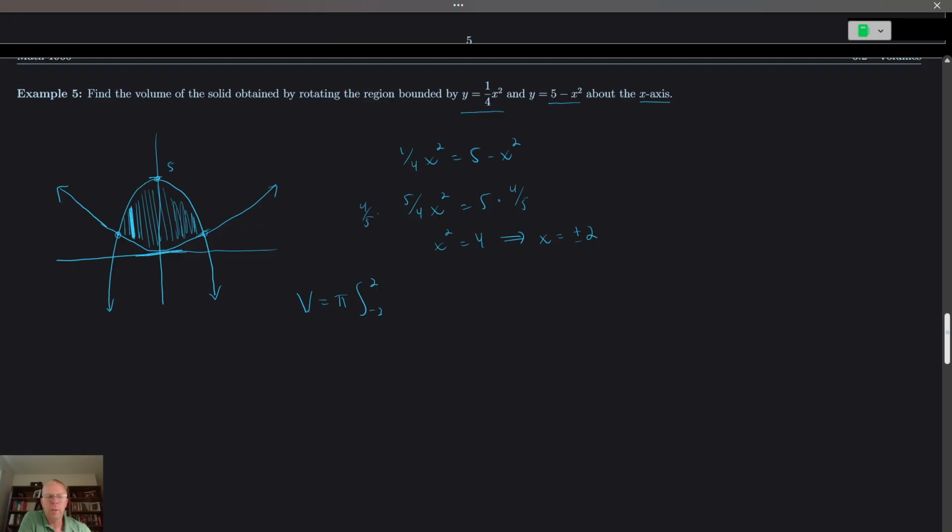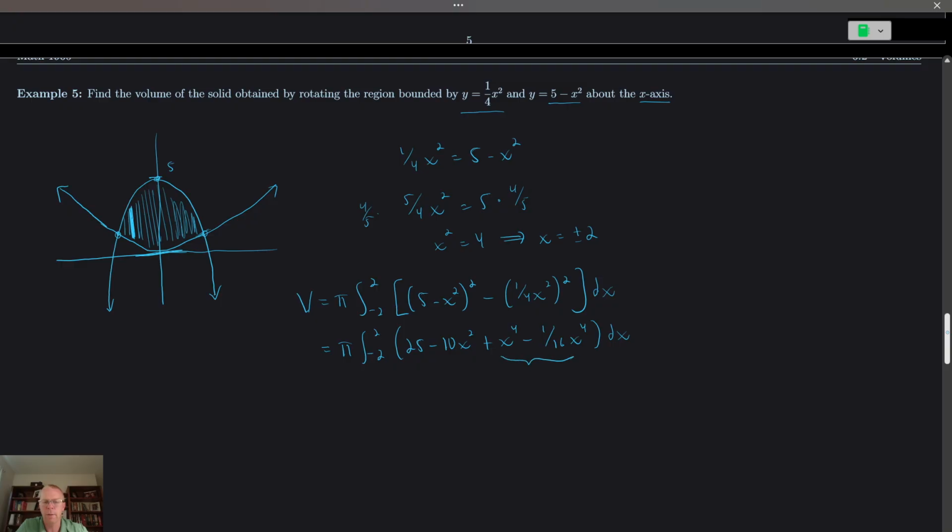Now, which function is on top? That's going to be our 5 minus x squared, and we're going to square that, minus the bottom one, so minus 1/4 x squared, squared, dx. All right, so now we just have some algebra. This is nothing too complex here. So FOIL this one out. We get 25 minus 10x squared plus x to the fourth minus 1/16 x to the fourth dx.